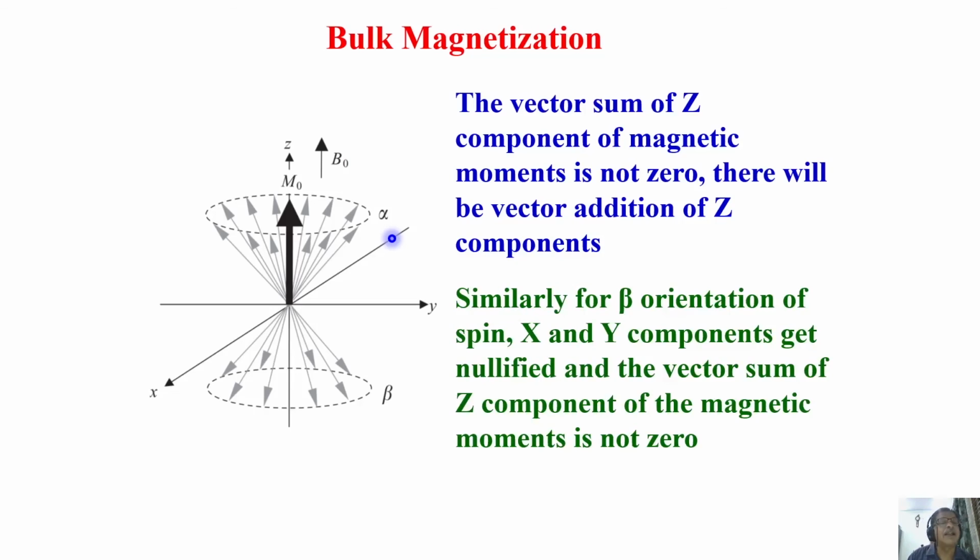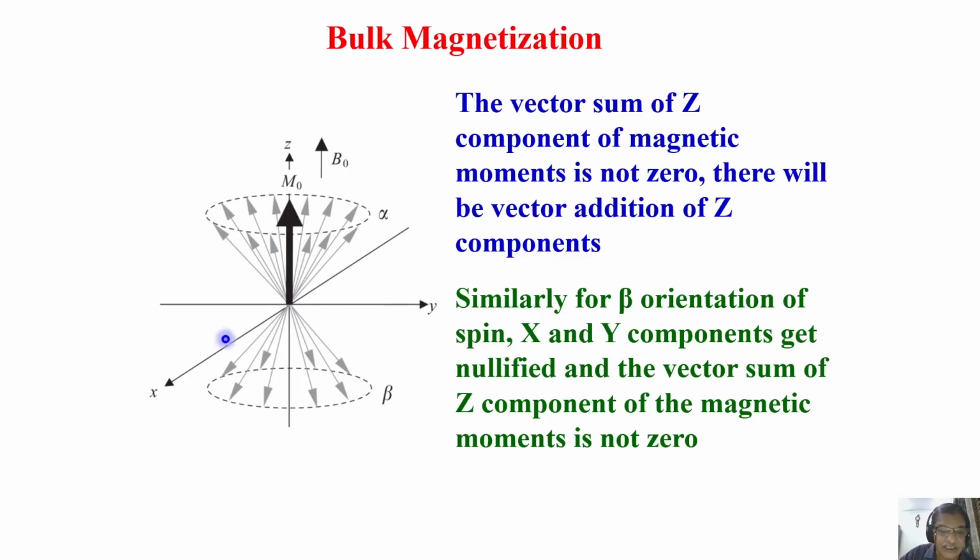Now apply the same analogy for the beta component, that is the beta orientation of the magnetic moment. Again, as I said, both these alpha and beta components are precessing in the form of a cone. Even for the beta components, the XY components get completely nullified. Both these components get nullified. The vector addition of X and Y components, even for this orientation of all the magnetic moments, is zero. The vector addition is zero.